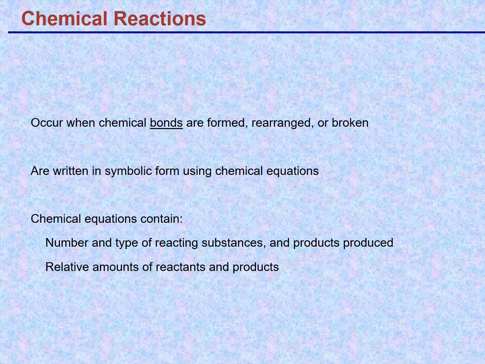Now, chemical reactions will occur between atoms or between molecules if bonds are formed, rearranged, or broken. And here we're talking about ionic bonds and covalent bonds, mostly covalent bonds in biology, but sometimes ionic bonds. And a chemical reaction is written in a particular form. It's written as an equation, and the equation contains the number and type of reacting substances, either molecules or atoms, elements on one side and it'll show the relative amounts of the reactants and the product.